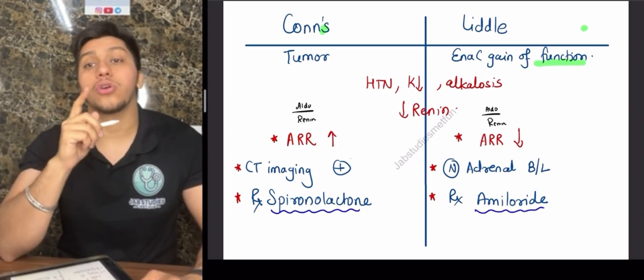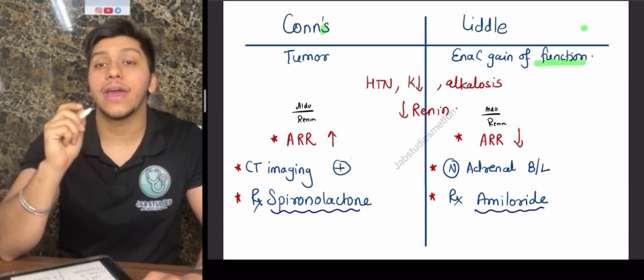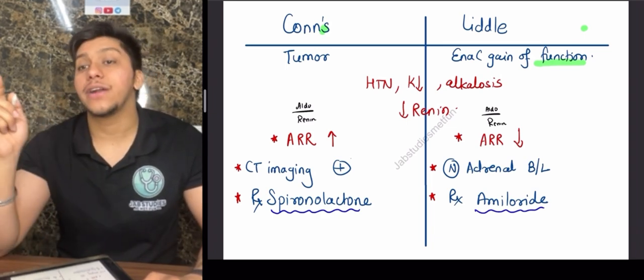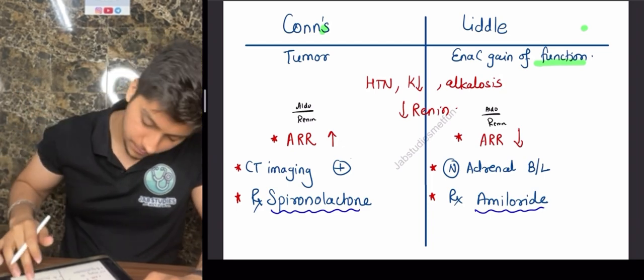The treatment for Conn's is, first of all, you have to control the BP by giving an aldosterone blocker, and that is going to be spironolactone. And for Liddle's, it is going to be an ENaC blocker, that is going to be amiloride.